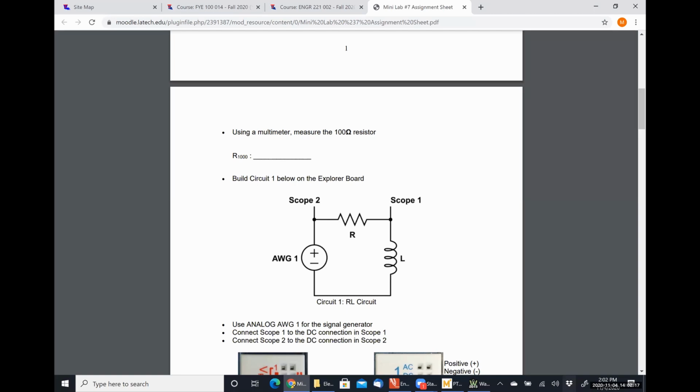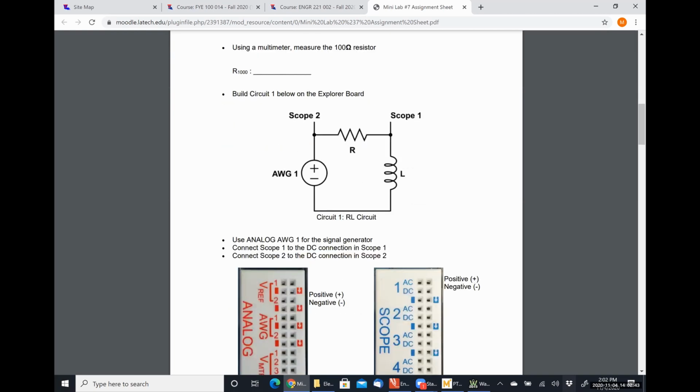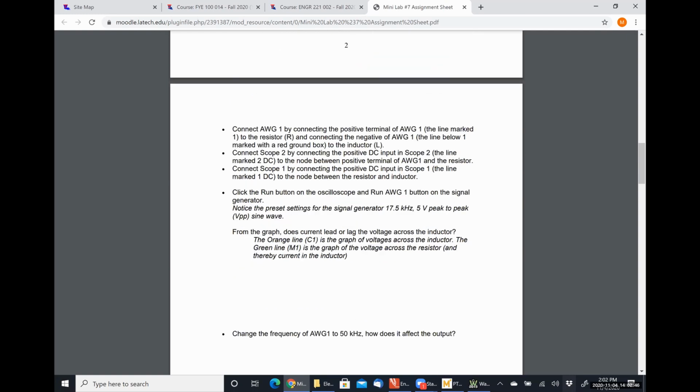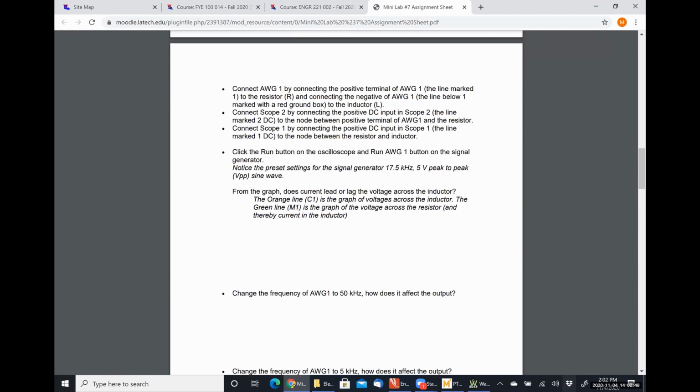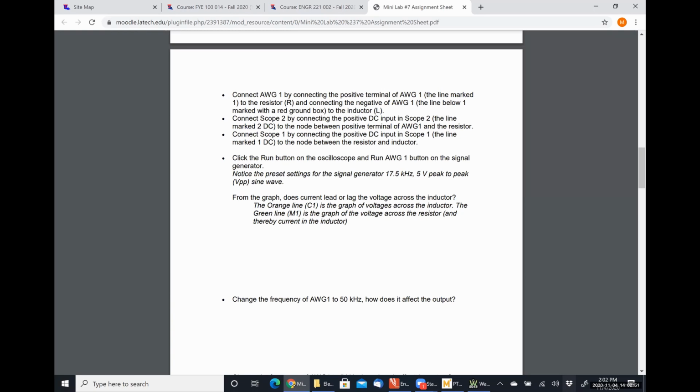So I have my analog wave generator connected to one leg of my resistor. The other leg of my resistor is connected to my inductor. The other leg of my inductor is connected to ground. I have scope 1 measuring the voltage drop over my inductor. Scope 2 is measuring the input signal directly. All right, all that looks good. I did it correctly. All right, so click the run button on the oscilloscope and run AWG1.